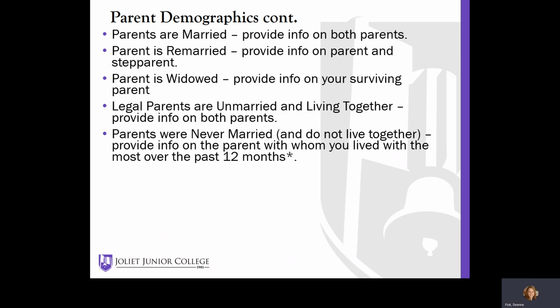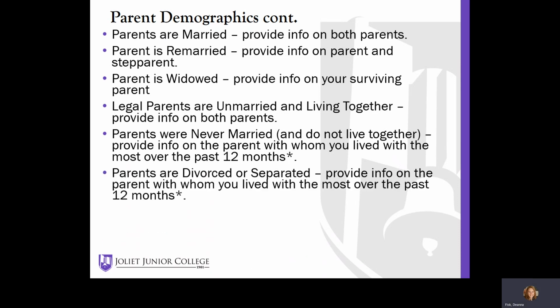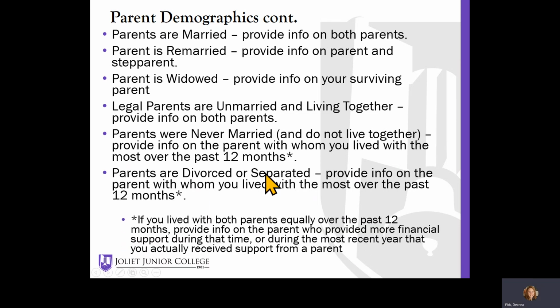If your parents were never married and do not live together, you will provide information on the parent with whom you've lived the most over the past 12 months. And if your parents are divorced or separated, you will provide information on the parent with whom you lived the most over the past 12 months. You'll notice the star on these two last ones. If you lived with both your parents equally over the past 12 months, provide information on the parent who provided more financial support during that time or during the most recent year that you actually received support from a parent.